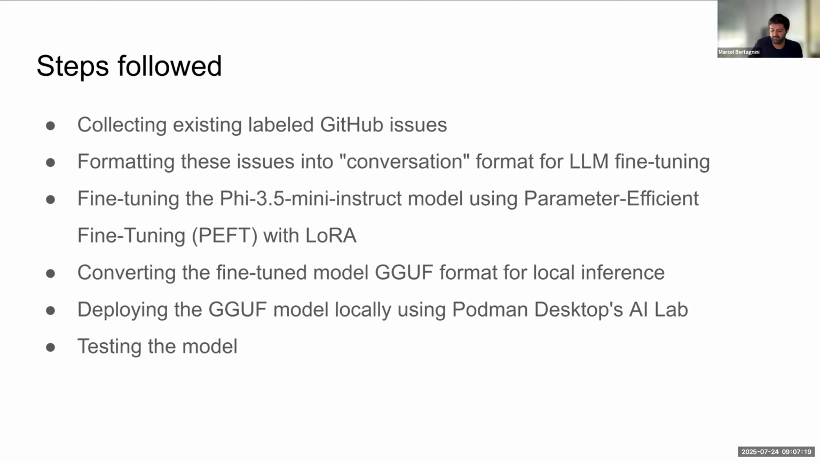With these formatted issues, I trained the Phi 3.5 mini-instruct model with techniques like parameter-efficient fine-tuning, specifically low-rank adaptation, which are techniques to efficiently train small language models like this one. Then I converted the resulting trained model into the GGUF format in order to deploy it easily with Podman Desktop. I deployed it in Podman Desktop with the AI Lab extension, and then I tested the model.